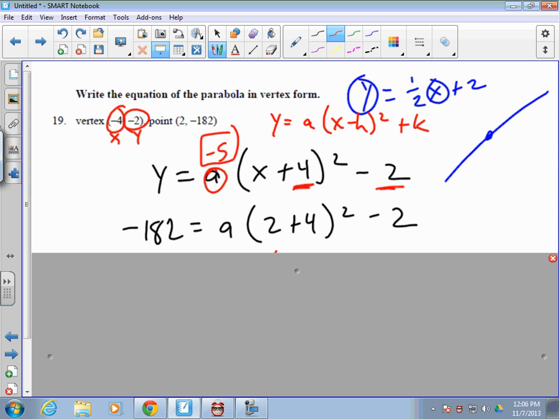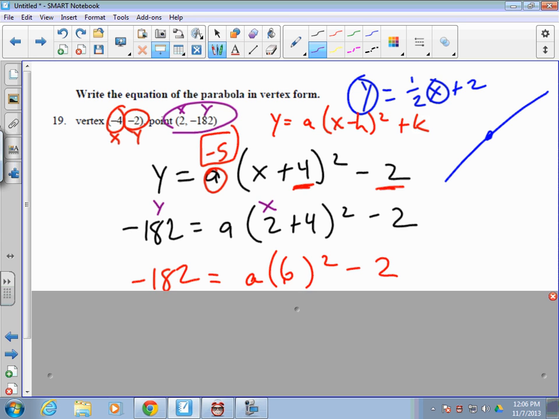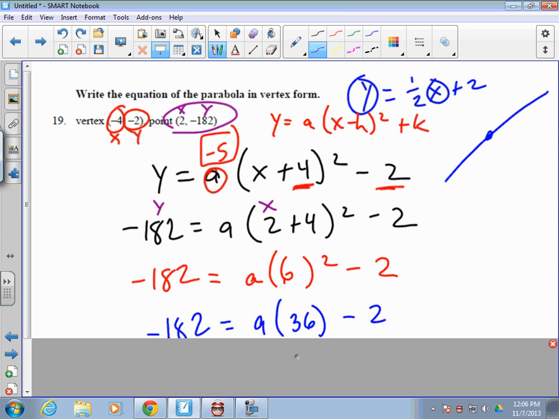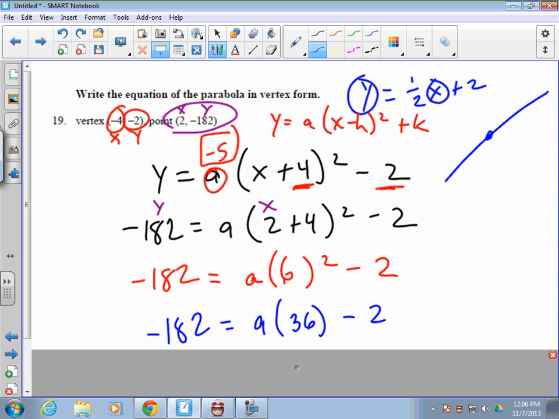That's when you take the other point, 2, negative 182, and plug in those values for x and y. In place of x, you plug in 2. In place of y, you plug in negative 182. Then you're only left with a as a variable. Simplify everything and then undo for a. So 2 plus 4 is 6. 6 squared is 36. Now you can't do any more simplifying.